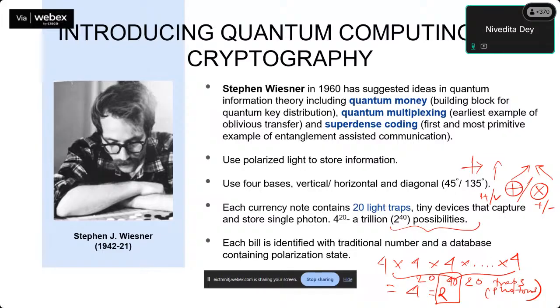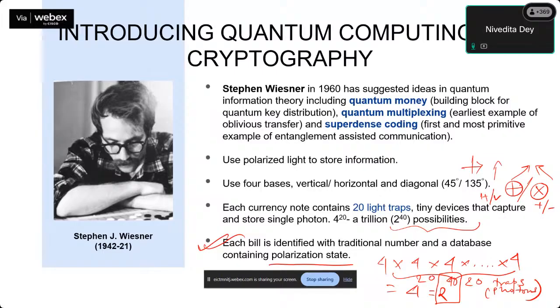Right? And what will happen if you try to tweak one such light trap, even just change one basis? It will not be exactly the same. That means no two currency notes are exactly similar. And if you try to do any forging, where you will have to forge some quantum bit, it will distort your quantum state. So that means the original note cannot be copied or forged by any means. And how can you identify the original versus the forged one? Each bill is identified with a traditional serial number and a database containing the polarization states. You will have that dictionary with you. So if there is any change in the polarization, you can immediately identify that there is a theft, a forgery in the system.